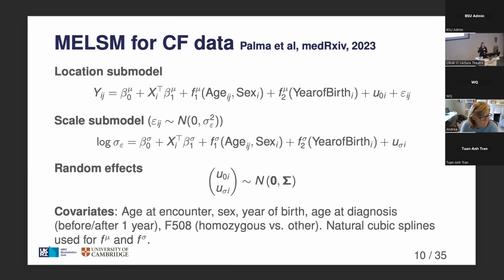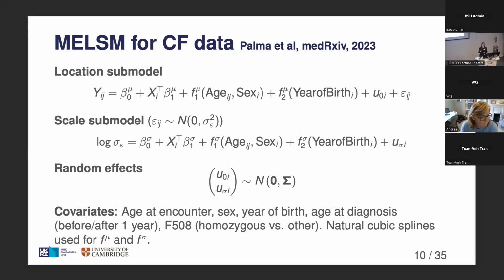And so this is the model that Marco fitted. I should say he used a Bayesian approach in Stan to fit this model. So in his location or mean submodel, he has some baseline covariates xi, and he has a nonlinear dependence on the age at the visit, which is stratified by sex, and also nonlinear dependence on the year of birth.